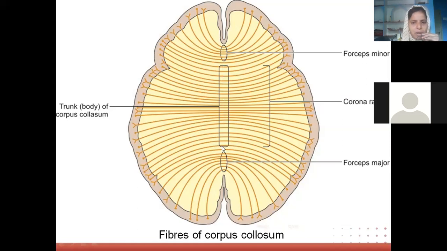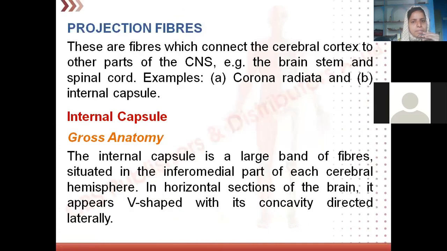So this is all trunk. In the trunk region you are finding fibers here also. Behind we have forceps major. Forceps major are bigger fibers which are connecting the two occipital lobes. So these are the fibers of the corpus callosum. The fibers which are passing through the trunk are forming the corona radiata. So this is the corpus callosum.